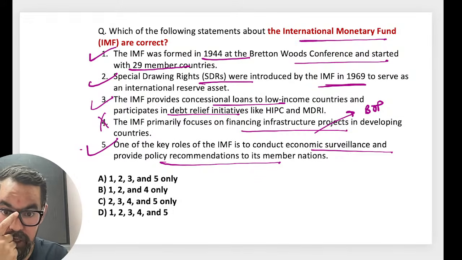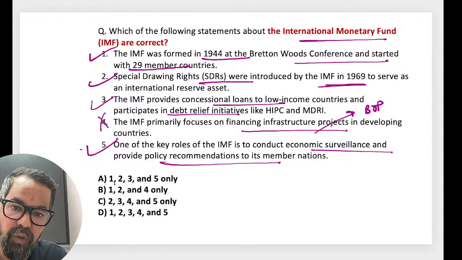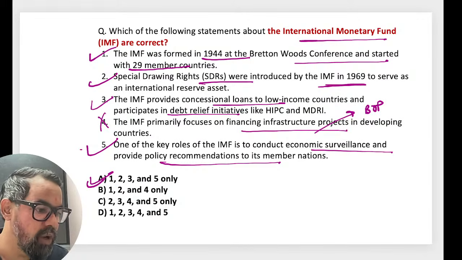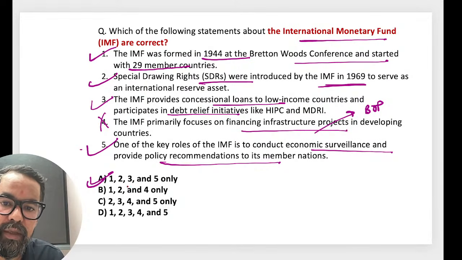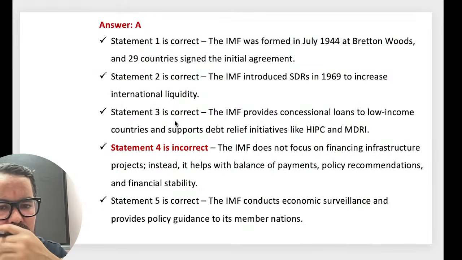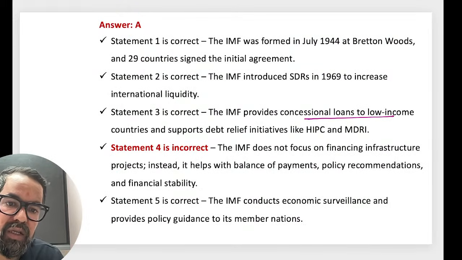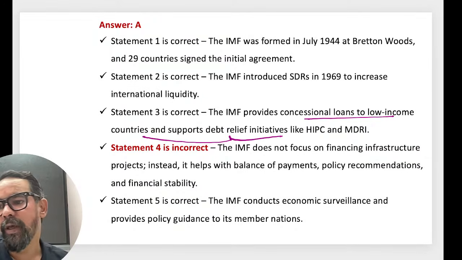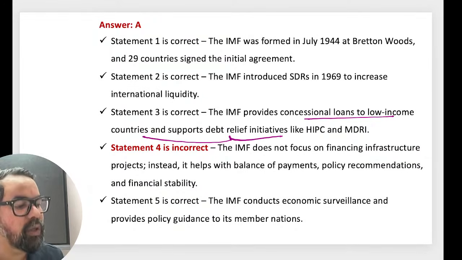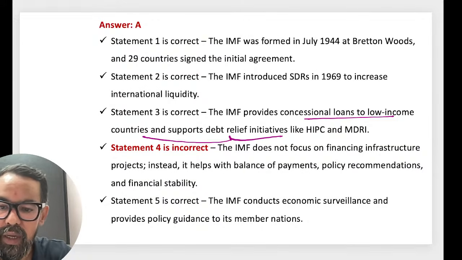So 1, 2, 3, A will be the right answer, not B. The third statement is true. Yes, IMF provides concessional loans to low income countries and supports debt relief initiatives, and there are some names of the initiatives also. Next one.